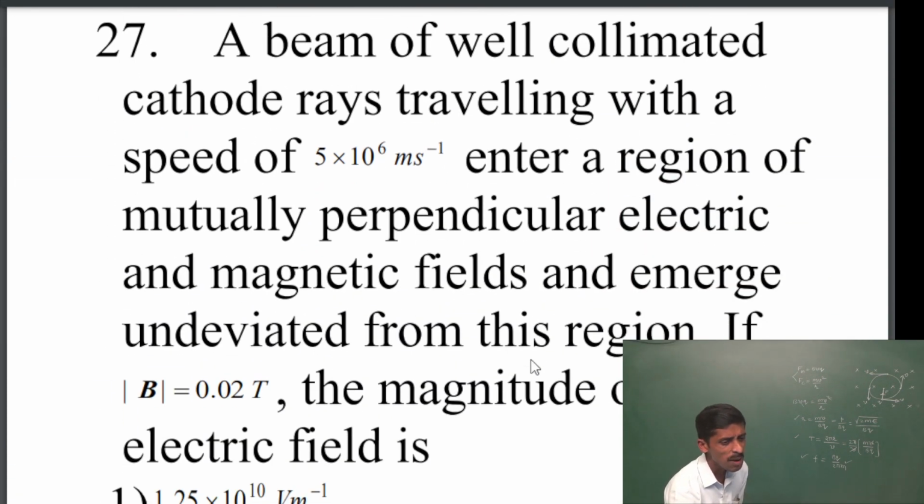Next, a beam of well collimated cathode rays traveling with a speed of 5 into 10 to the power of 6 meter per second enter a region of mutually perpendicular electric and magnetic fields and emerge undeviated from this region. If the magnetic field is 0.02 Tesla, what should be the electric field? This is a velocity selector, velocity selector in combined electric and magnetic fields.